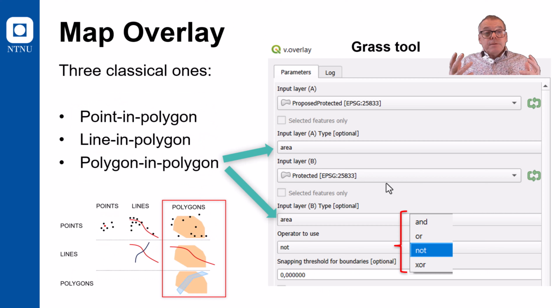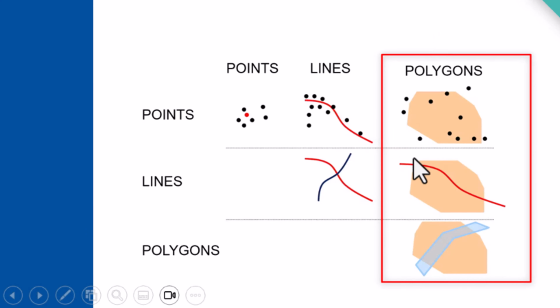So there are three classical overlays: point in polygon, line in polygon, polygon in polygon, and these are highlighted here, which are often the ones being used as examples in textbooks.